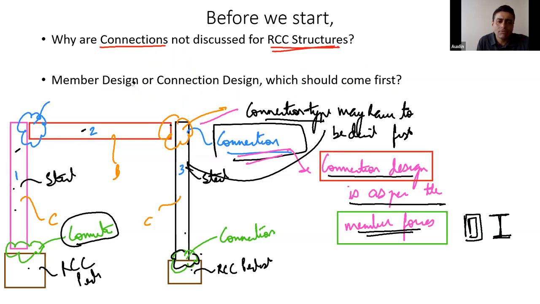Mostly member design will come first, followed by connection design, but in some cases it will be the reverse scenario also. I had put this post on LinkedIn also a few days back. In most of the textbooks on steel structures, for some reason you will always see that they start with connection design, right? In most of the steel structural textbooks I'm talking about, you will see that they simply start by doing connections first.